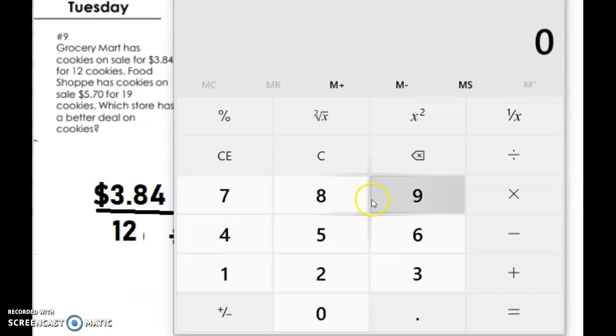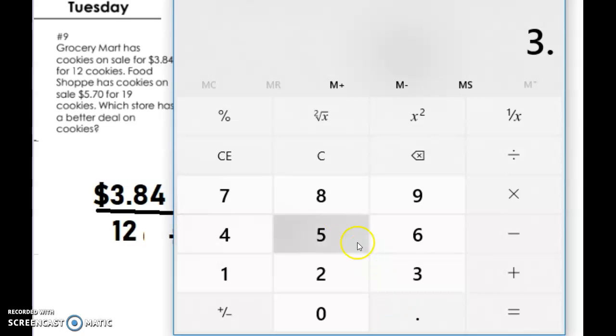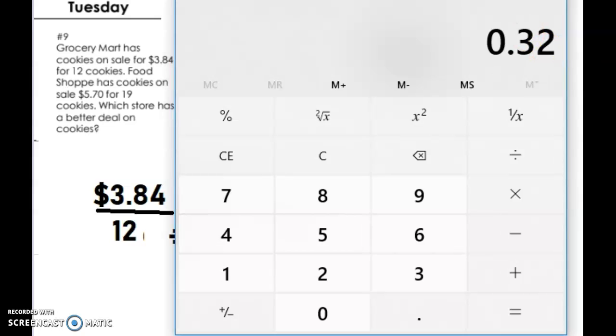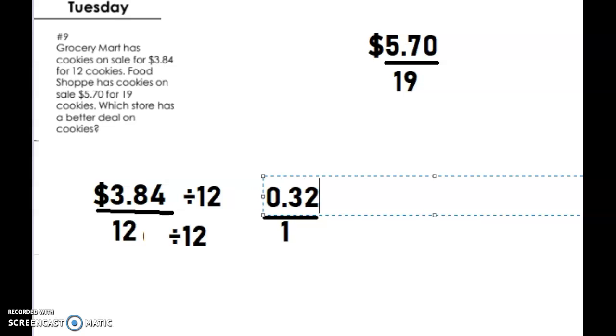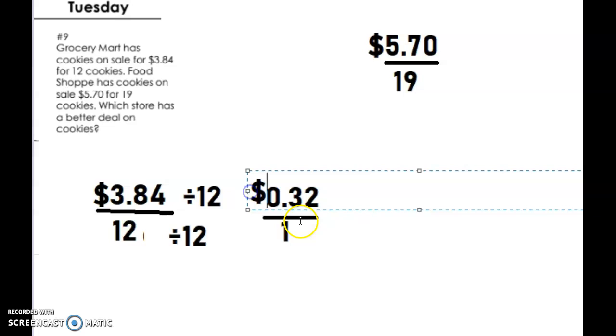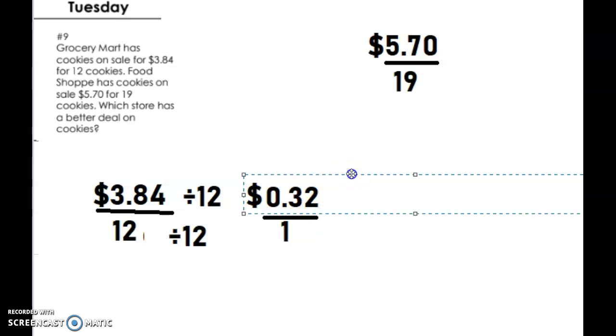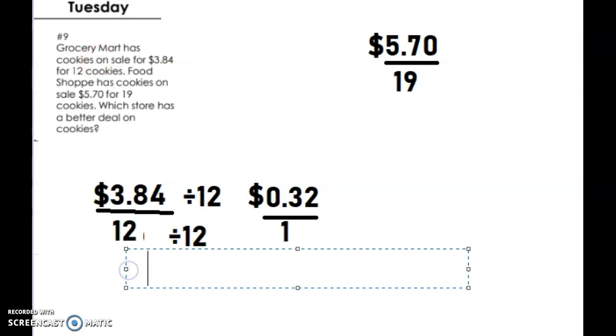Sorry, guys. I don't really use calculators on here very often, but I'm going to take 3.84 and divide it by 12. And then I get this number, 32. And what is it? If I'm talking money, it's $0.32 what? Cents, right? So that's my first unit rate. So what this means is I'm paying basically 32 cents, right? Because basically I'm talking about money right here, per one cookie when I buy it from Grocery Mart. This is Grocery Mart.